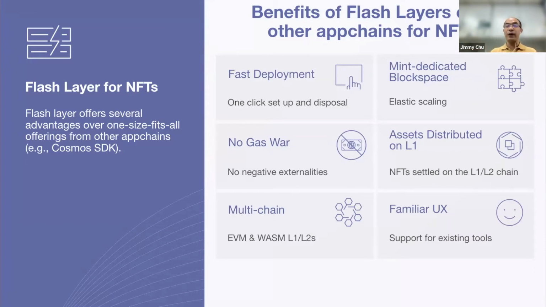And finally, the UX would be similar, meaning that your users will be using MetaMask or the wallet that they have been familiar with. And your developers will be using the same set of tools. Say, for example, using Hardhat and Ethers to deploy their smart contracts and then to test their developments there. So it will be a similar tool set, both for users and for developers. So this is the flash layer.